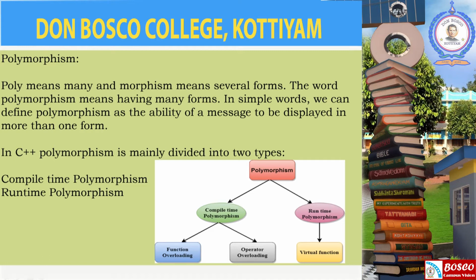In C++, there are two types of polymorphism: compile time polymorphism and runtime polymorphism. Compile time polymorphism can be achieved by function overloading and operator overloading. Runtime polymorphism can be achieved by using virtual functions.